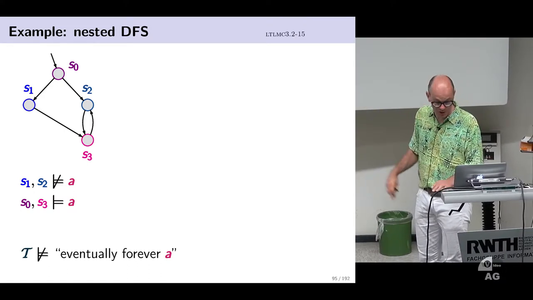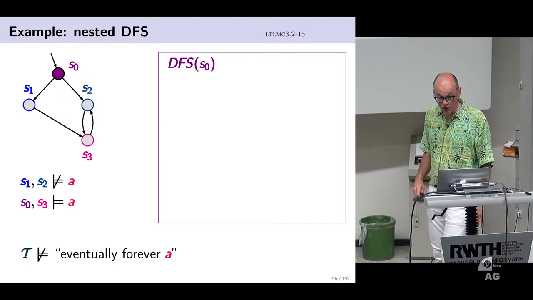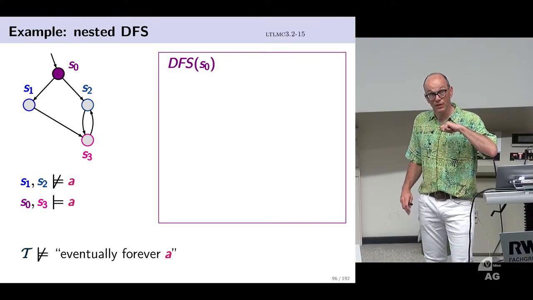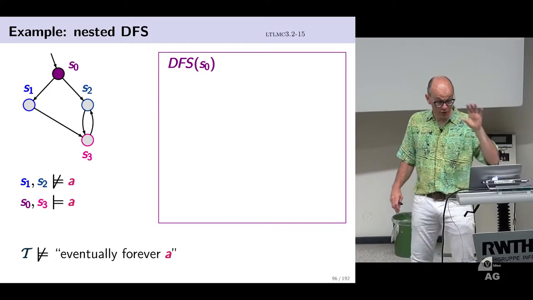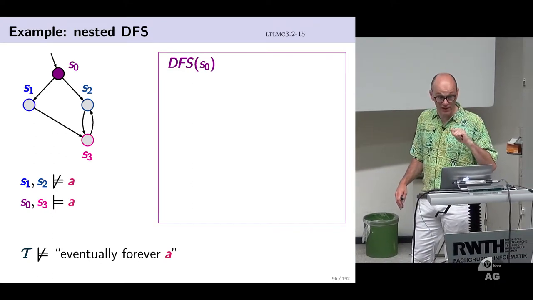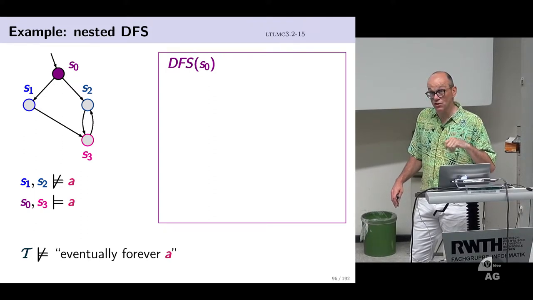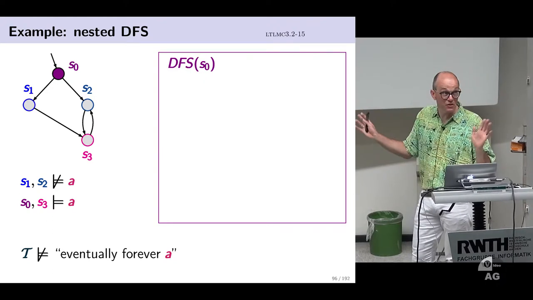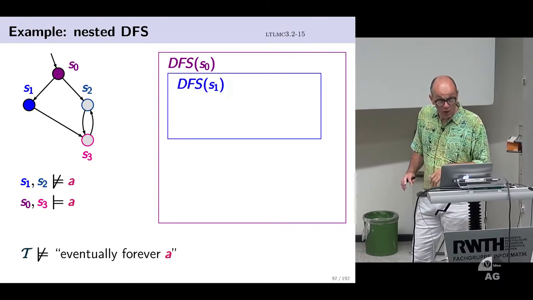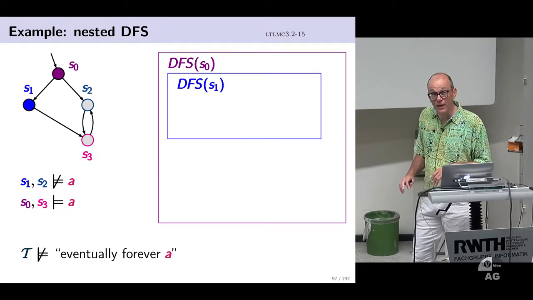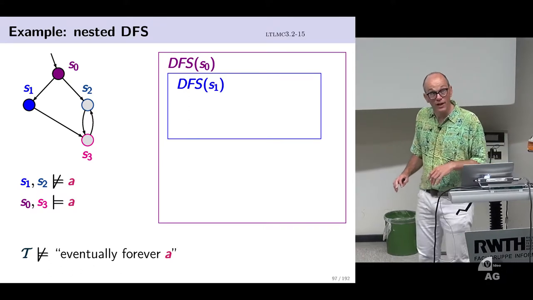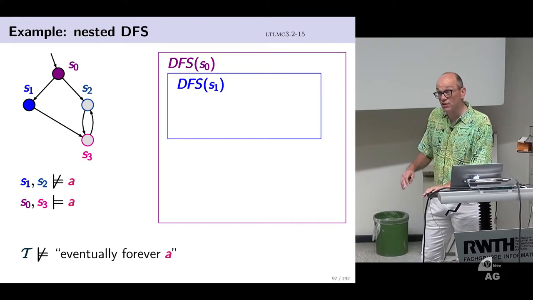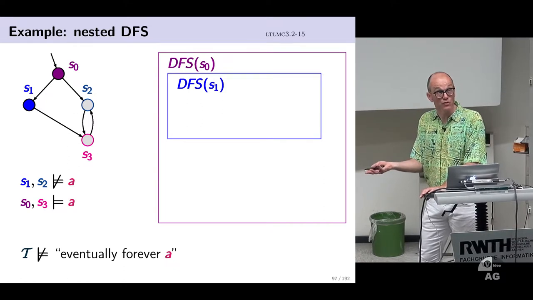Now let's run this procedure. I started a depth first search. This is the orange depth first search. We're in the outermost depth first search. So I'm first looking for the reachable non-A states. S0 itself is not a non-A state, so let's continue. S0 satisfies A, so that's a good guy. Now I find S1. S1 is bad. So I'm going to check, does S1 lie on a cycle? So I initiate the second, the innermost depth first search, the purple one.